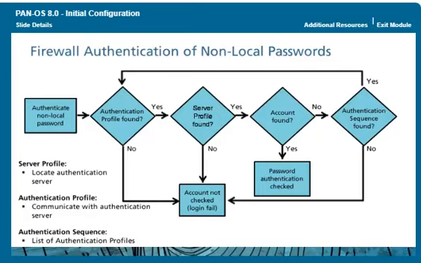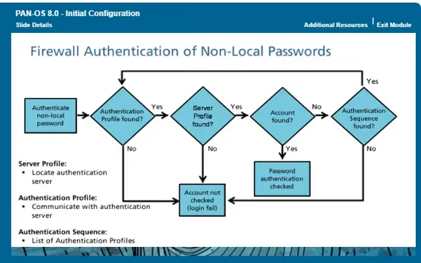A firewall can consult multiple external services to authenticate an account. You specify an ordered list of authentication profiles by creating an authentication sequence on the firewall. The flowchart shown illustrates how a firewall authenticates a non-local account. If the administrator account specifies an authentication profile, then the firewall attempts to authenticate the account using the specified external service. The authentication profile specifies a server profile with a list of servers for the external service.